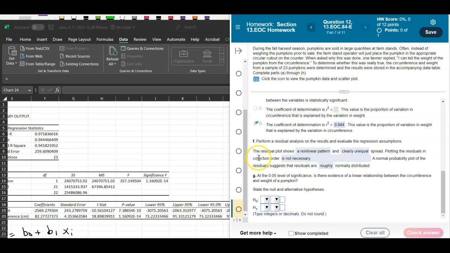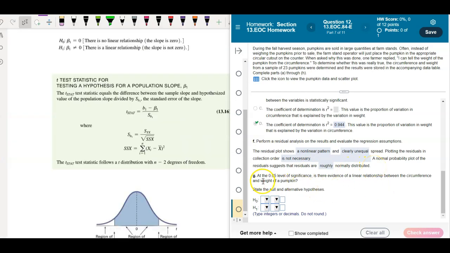For question F, the answer should be: the residual plot shows a non-linear pattern and clearly an unequal spread. Plotting the residuals in collection order is not necessary. A normal probability plot of the residuals suggested that the residuals are roughly normally distributed. So for question G, at the 0.05 level of significance, we want to figure out the hypothesis testing.